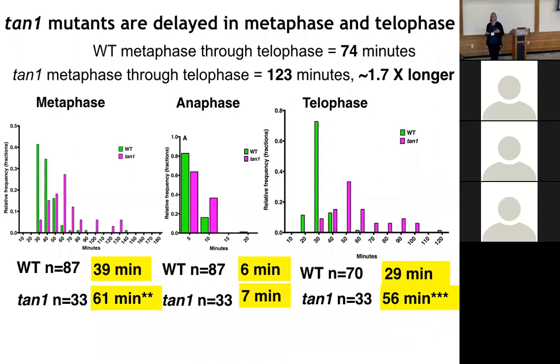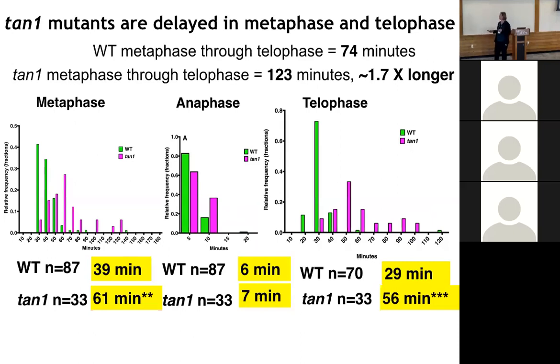But what we noticed when we were doing our time-lapse imaging was a kind of unexpected delay of the tangled mutant in metaphase. So wild-type cells take about 40 minutes to progress through metaphase. You can see that here. This is a histogram showing the actual data, the amount of time it takes for these cells to progress through metaphase. So what you can see here is that wild-type cells take about 40 minutes, but the tangled mutants take quite a lot longer to progress through metaphase.